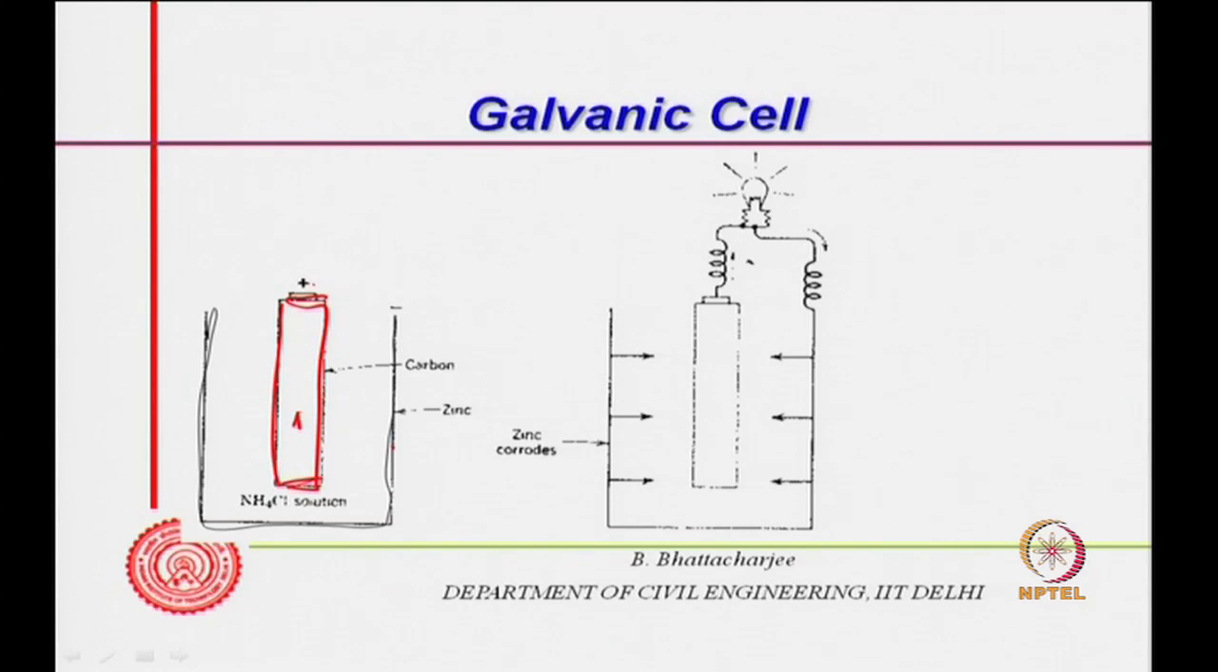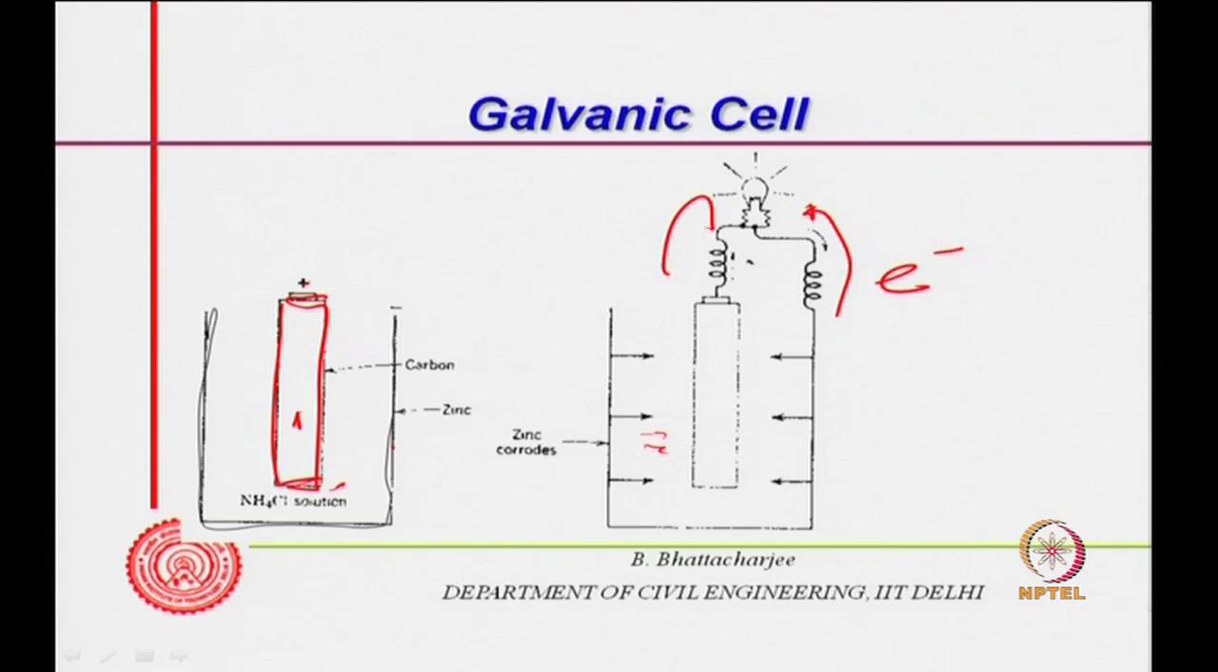Now, if I connect a battery, this is the positive terminal, this is the negative terminal. If I connect a battery through this, the light glows. We know this phenomenon is essentially electrolysis. Ammonium chloride solution is here, or it could be molten fused ammonium chloride or whatever. What happens is zinc ion moves out of it, and electron moves along this direction.